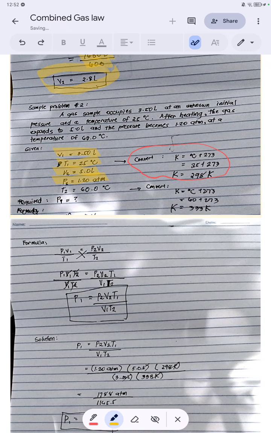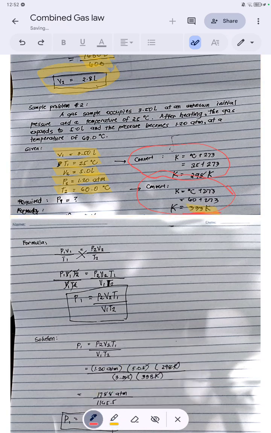P2, that is 1.20 atm. And T2 is 60.0 degrees Celsius. So, it's in degrees Celsius. You need to convert it first to Kelvin. So, convert it first. 60 degrees Celsius is equal to 333 Kelvin.